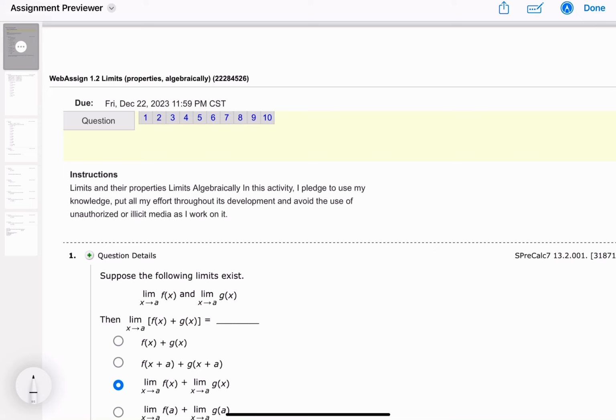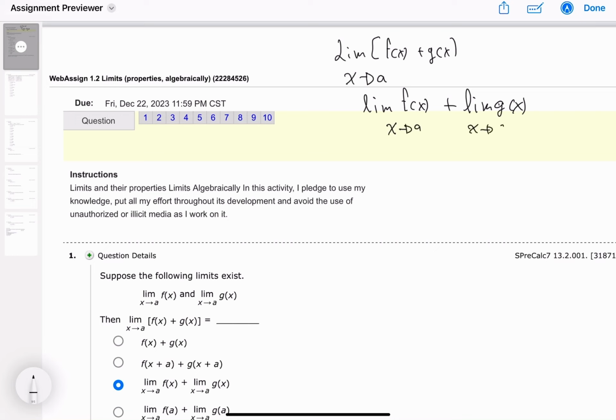For this one, you have to remember the properties of limits that we learned this week. For example, when you have the limit of the sum of two functions f and g as they approach a number a, well, you can split that into two different limits that are added up. Alright, that's one of the properties.